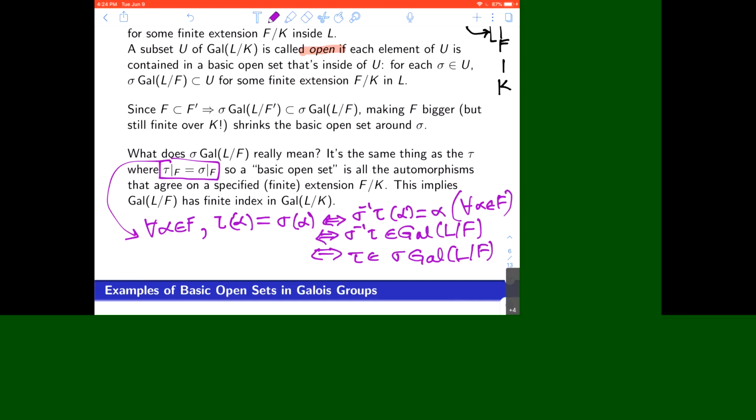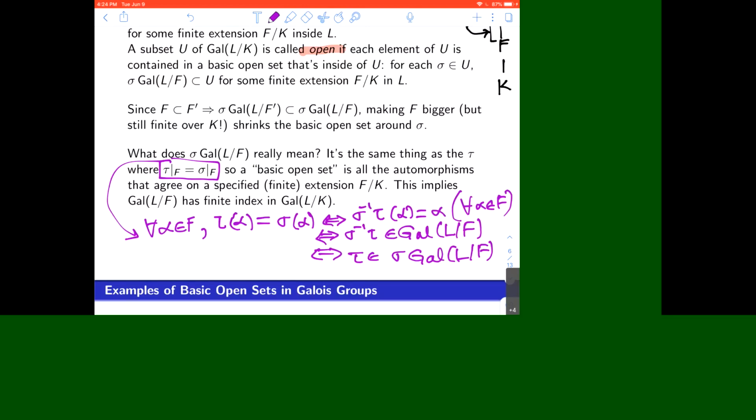So the whole idea of talking about a coset cut out by a finite extension F is just all the automorphisms that have the same behavior on a given finite extension. I'm not saying all the automorphisms that fix F, just all the automorphisms that are equal on F. How are they elsewhere? I don't know, I don't care. But as long as you look at all the stuff equal on a finite extension, that is a basic open set in the Galois group. And a general open set is just a union of that stuff.